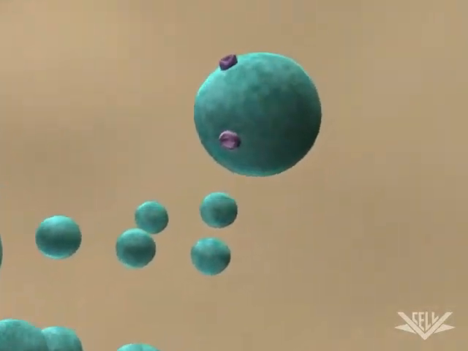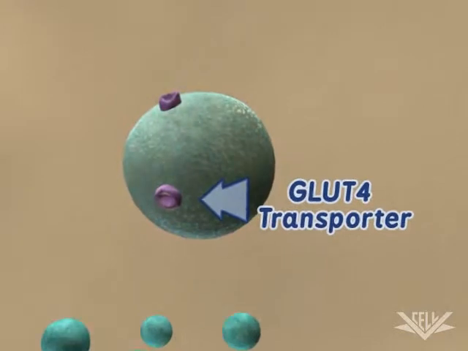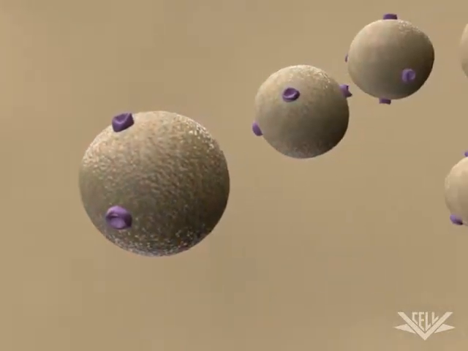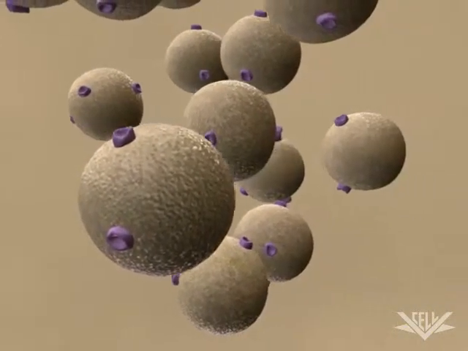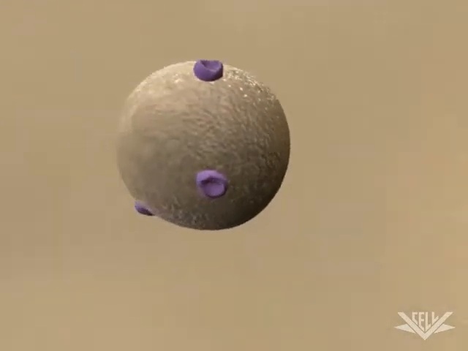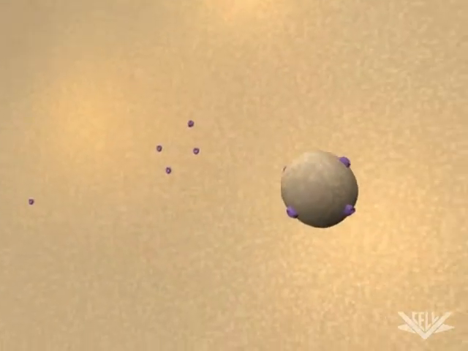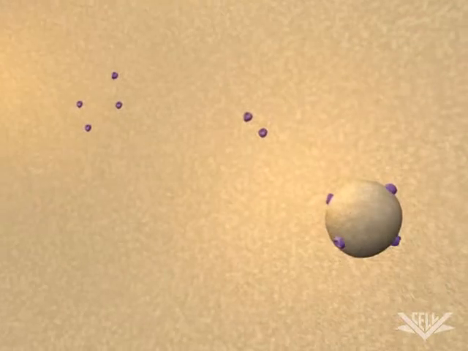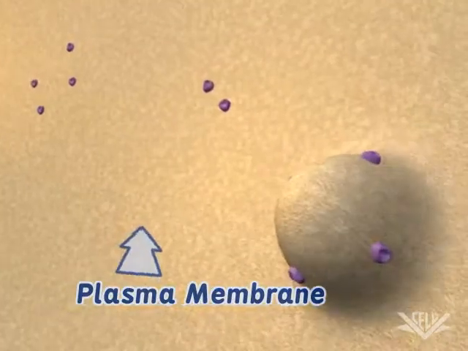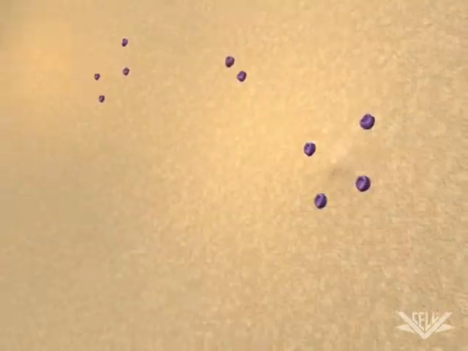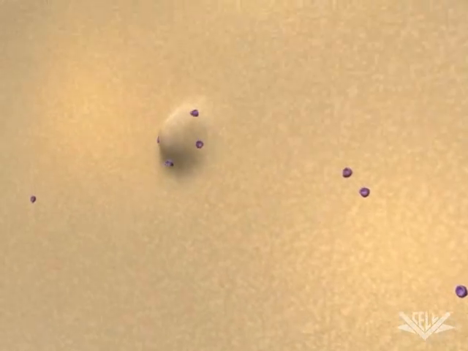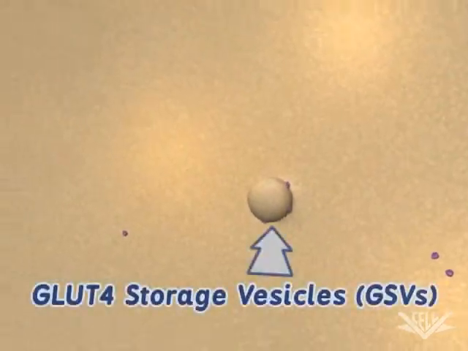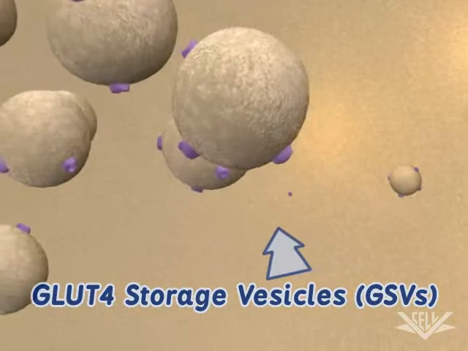Here, we focus on glucose transporter 4, again, GLUT4, the main protein through which glucose moves into the cell in humans. The glucose transporter proteins are found in two locations. One portion is found in the plasma membrane. The second pool of GLUT4 proteins are found in GLUT4 storage vesicles, or GSVs. This is a pool of vesicles that cluster together.